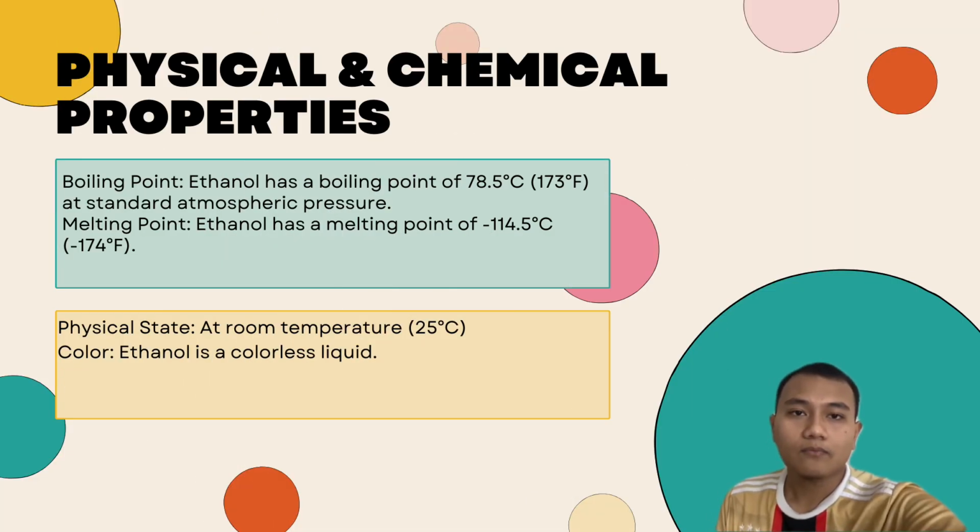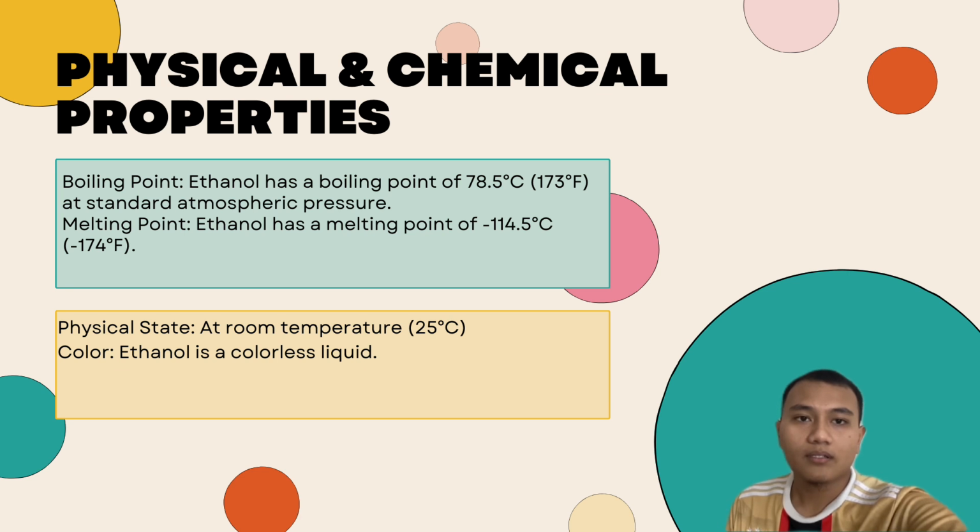Let's take a look at the physical and chemical properties of ethanol. For the boiling point, ethanol has a boiling point of 78.5 Celsius or 173 Fahrenheit at standard atmospheric pressure. For the melting point, ethanol has a melting point of negative 114.5 Celsius or negative 174 Fahrenheit. The physical state of ethanol at room temperature, 25 Celsius, is a colorless liquid.